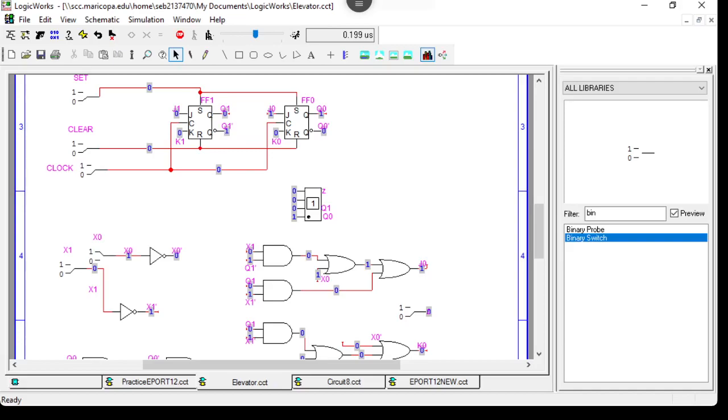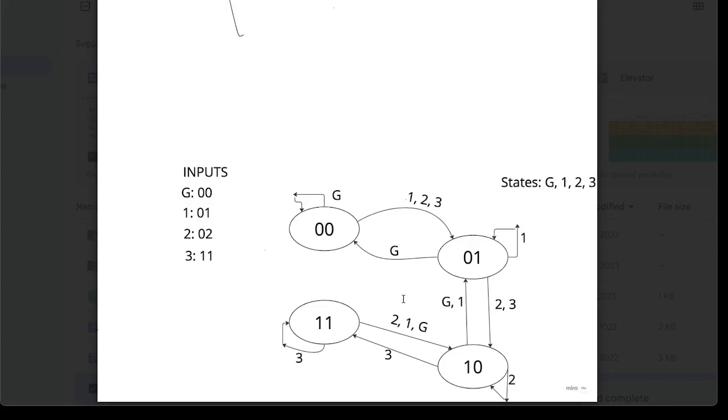Now let's take a look at the state diagram. We see here that we have a simple diagram that says if we are on the ground floor, and let's say we want to go to the third floor, the user will input 1, 1, which represents him or her pushing a button, and that will take them to the third floor. So from ground, they click the third floor, they input 1, 1, it goes to the first floor, followed by the second floor, and finally to the third floor.